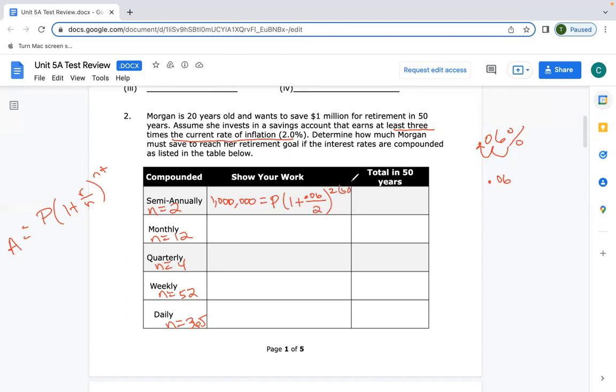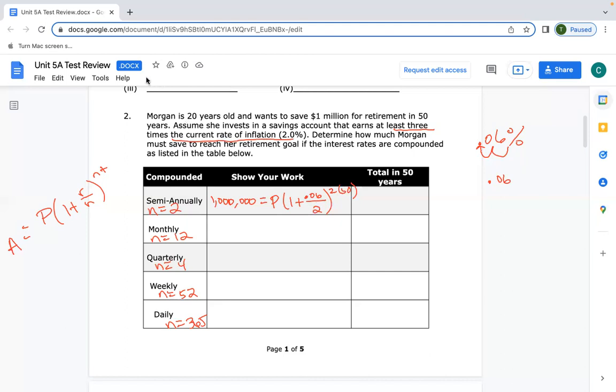So we're going to write times 50. How do we figure out what P is? By working it out, yeah, okay. So we're going to plug this stuff into our calculator, and then we're going to take 1 million and divide it by this stuff, okay?